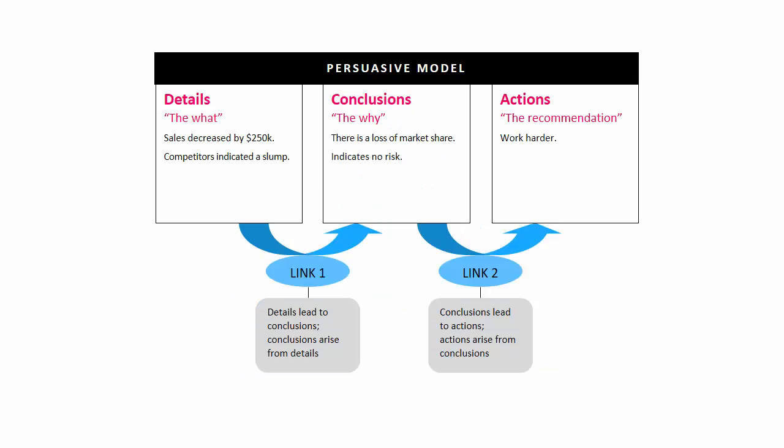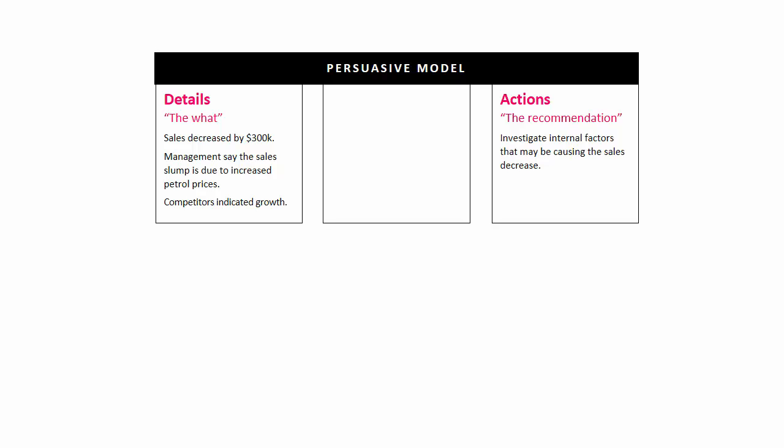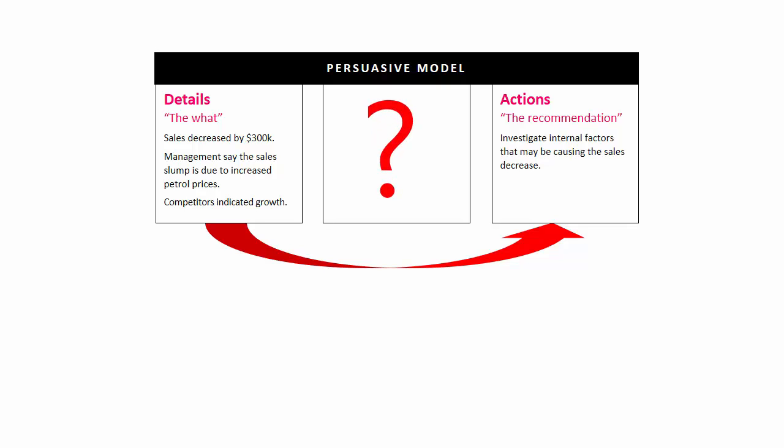Your document is only as good as the information in it. If the details are incomplete and incorrect, the relationship between the details and the conclusions will be tenuous, and the recommendations or actions required will be questionable and unconvincing to the reader. Additionally, if you skip over the conclusion stage and move straight from details to recommendations or actions, you will find your argument will probably not be as convincing as you would like.